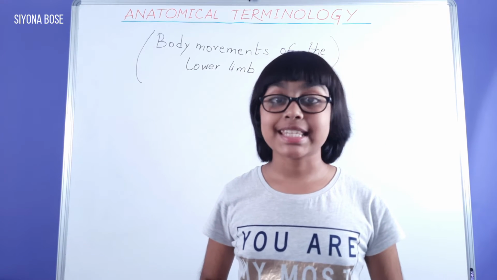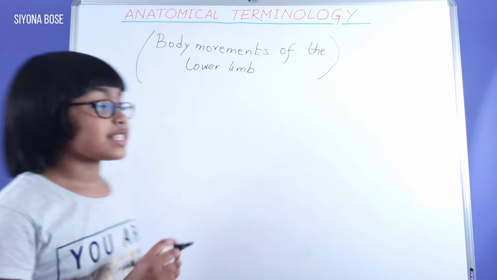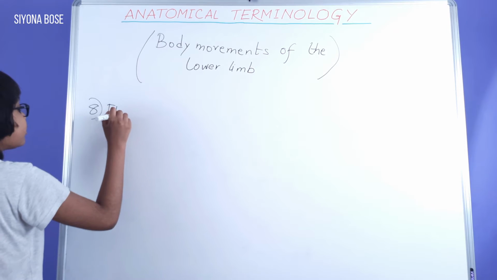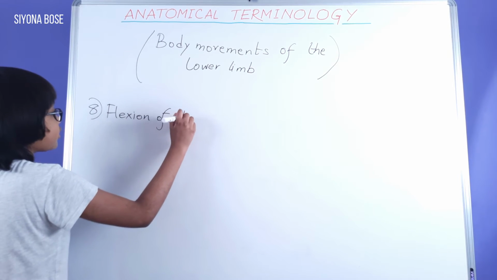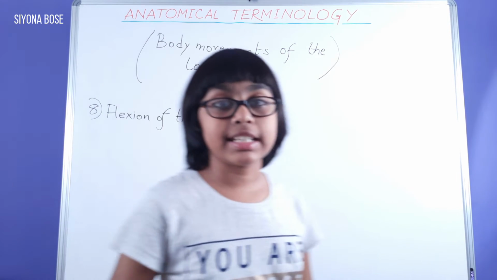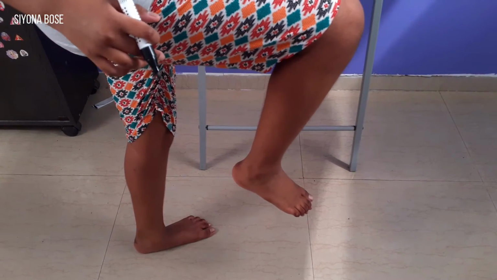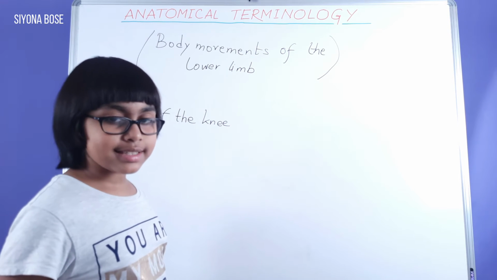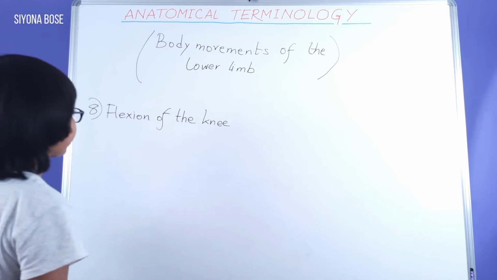Now about movements in the knee. Number 8, we have flexion of the knee. In the flexion of the knee, the back part of the thigh and back part of the leg come close to each other, just like this. This is flexion of the knee.